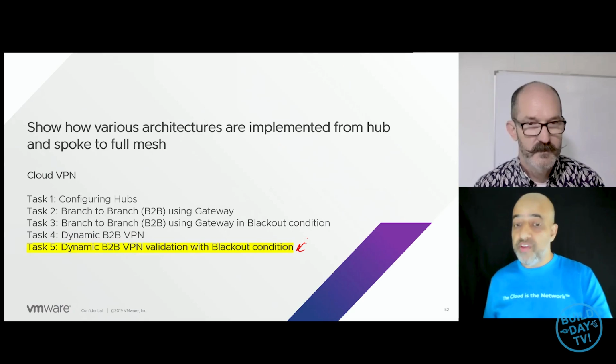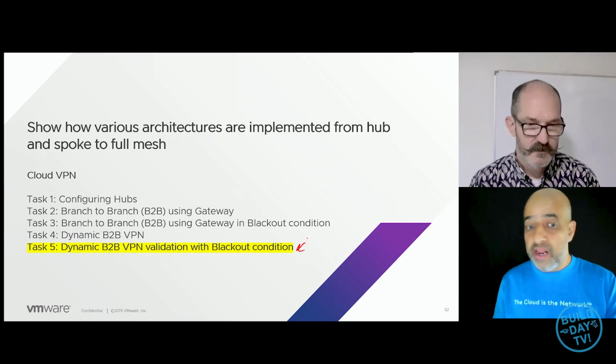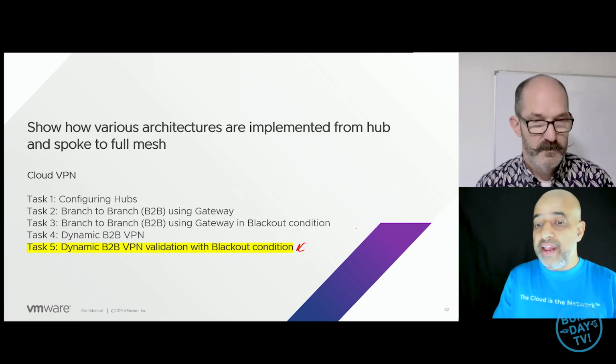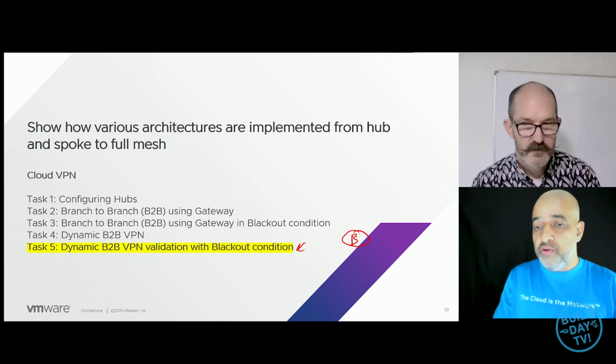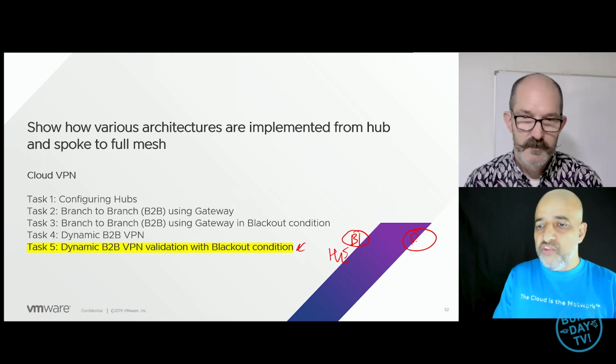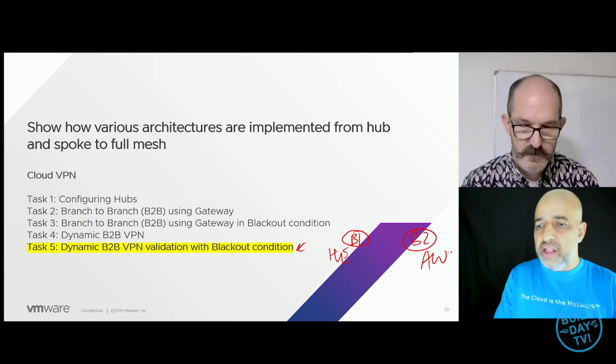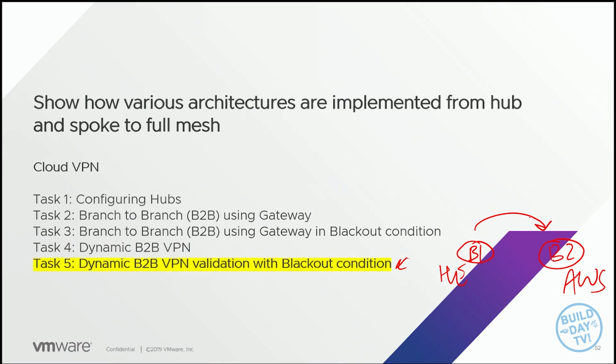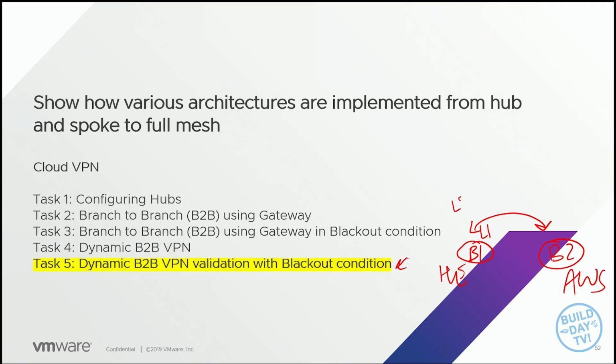Again, we'll perform the same exercise. We'll trigger the blackout condition. What we are validating out here is that your branch 1, which is my home edge, and branch 2, which is that AWS edge, form this dynamic SD-WAN overlay tunnel. When this blackout condition happens, if your traffic was going on WAN link 1, it should move on to the WAN link 2.